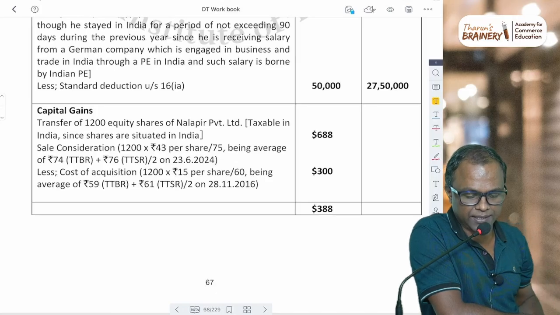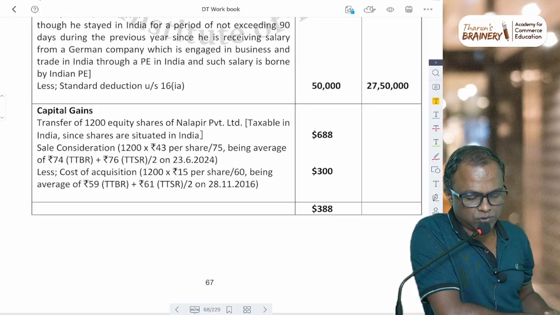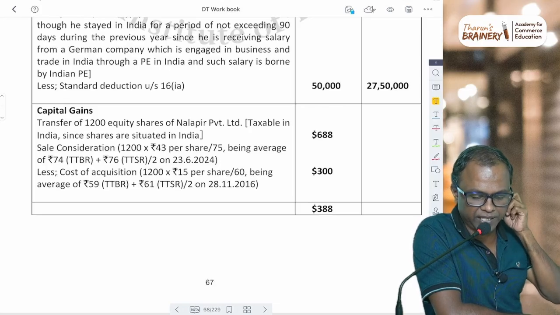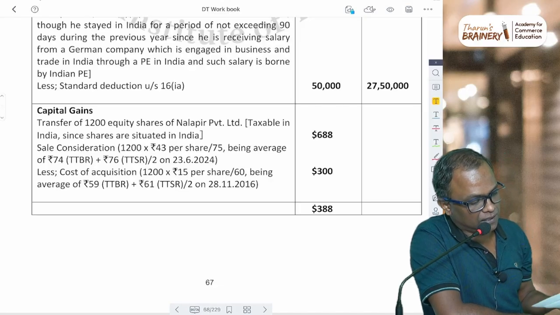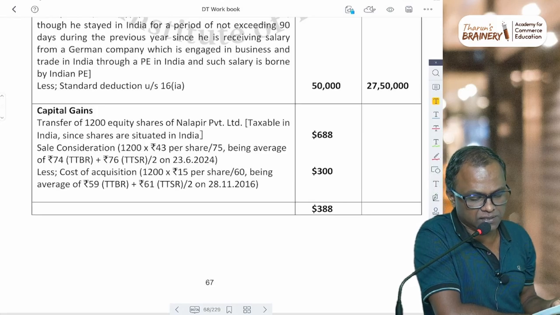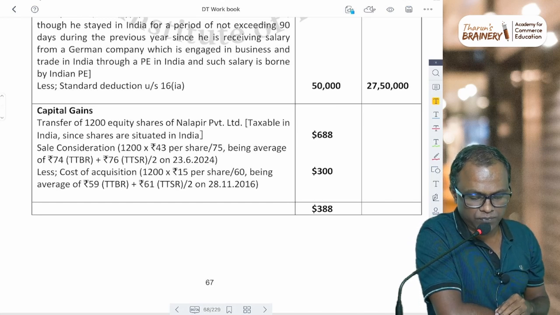So $688 is the full value of consideration. Cost of acquisition, that is 1,200 into purchase price 15. On the date of acquisition, what is the buying rate and selling rate? Here the date of acquisition is 28th November 2016, 59 and 61. So take the average of 59 and 61, that is rupees 60. So in dollars, $300. Reduce that, we will get the capital gain in foreign currency, $388.